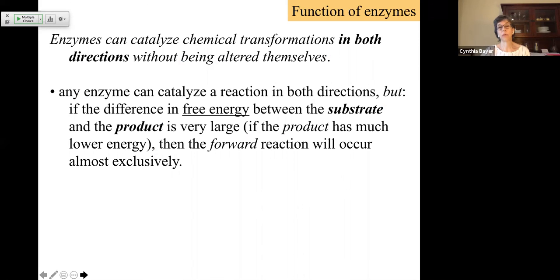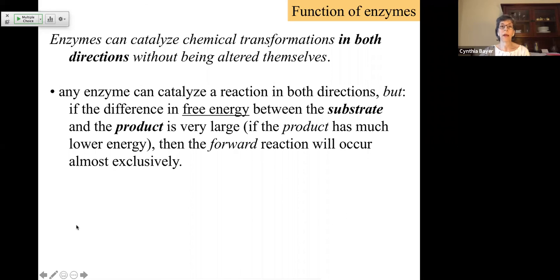So that reminds us also that while enzymes are specific, enzymes are going to accelerate the rate, catalyze chemical transformations. Enzymes can function in both directions. The enzyme's not altered. That's why it's a biological catalyst. But enzymes can convert the substrate to product and product to substrate, both directions. But if the difference in free energy between the substrate and the product is very large, for example, the product has much lower free energy than the substrate does, then the enzyme is going to catalyze the forward reaction exclusively.